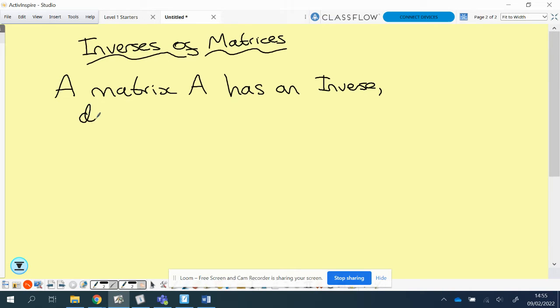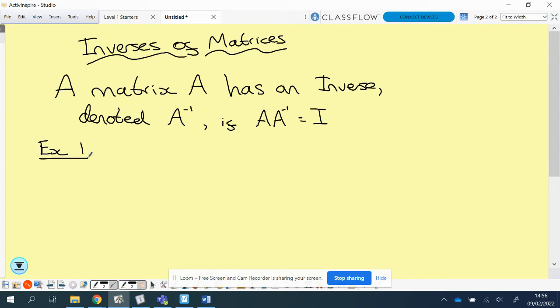denoted A to the power minus 1, so the inverse of A, if A times A inverse gives you the identity matrix. So A times A inverse, if you multiply there, you get the identity matrix. That's the condition for what's known as the inverse of a matrix A. Okay, so we'll look at a quick example to show that you can get this.